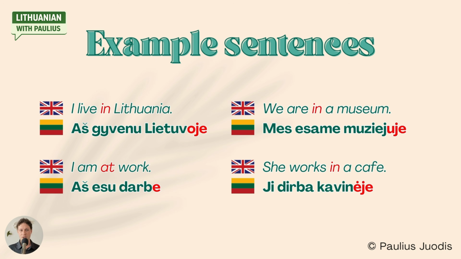Or aš esu darbe. I'm at work. Mes esame muziejuje. Ji dirba kavinėje. These are but a couple of examples, and just pay very close attention and don't forget, no prepositions in the locative. That will be strange, I understand. Still, be careful. Don't add additional words where they are not needed.